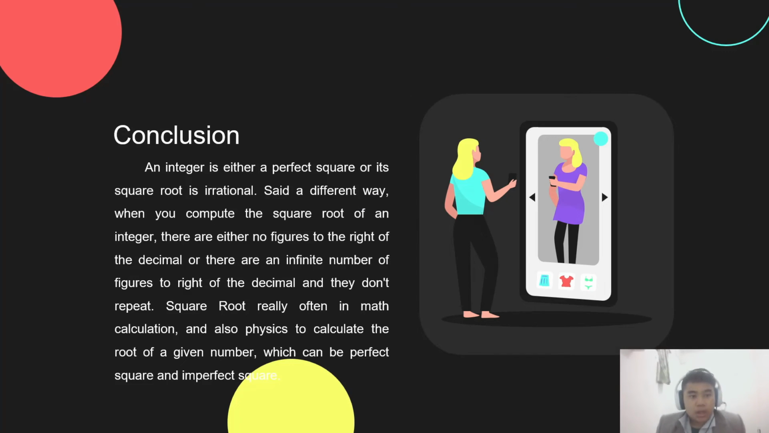The last one is conclusion. An integer is either a perfect square or its square root is irrational. Said a different way, when you compute the square root of an integer, there are either no figures to the right of the decimal, or there are an infinite number of figures to the right of the decimal and they don't repeat. Square root is really often used in math calculation and also physics to calculate the root of a given number, which can be a perfect square or an imperfect square.